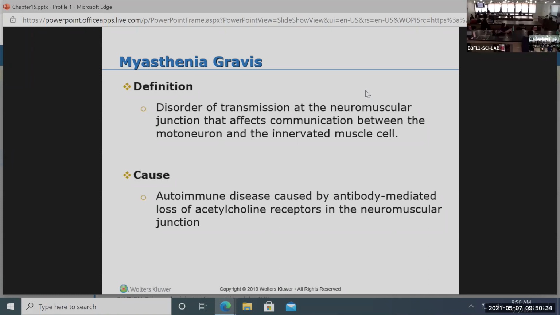Yes, I got a question. You said myasthenia gravis affects the muscles of the eyes, the skeletal muscles, and what else? You mentioned three. What was the third one? The face. Face. Good, thank you.